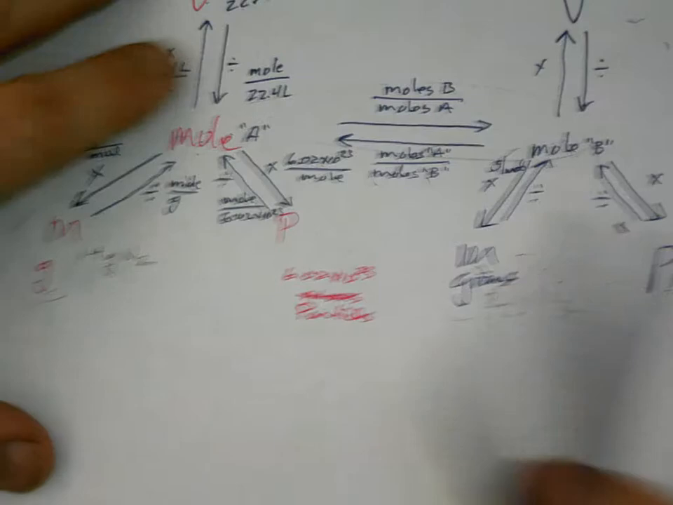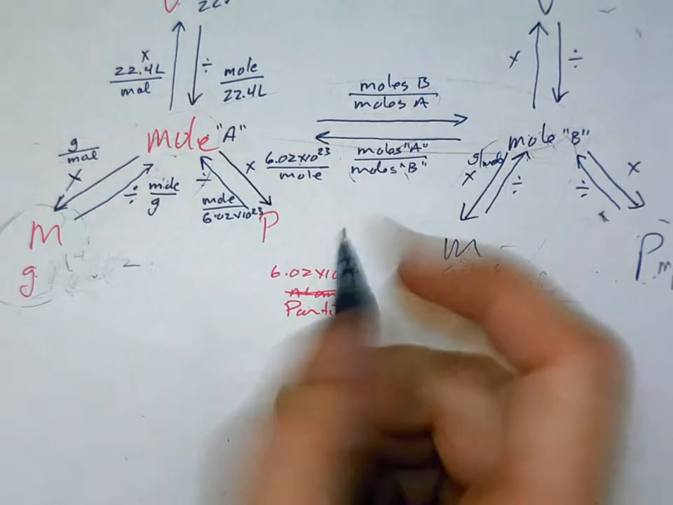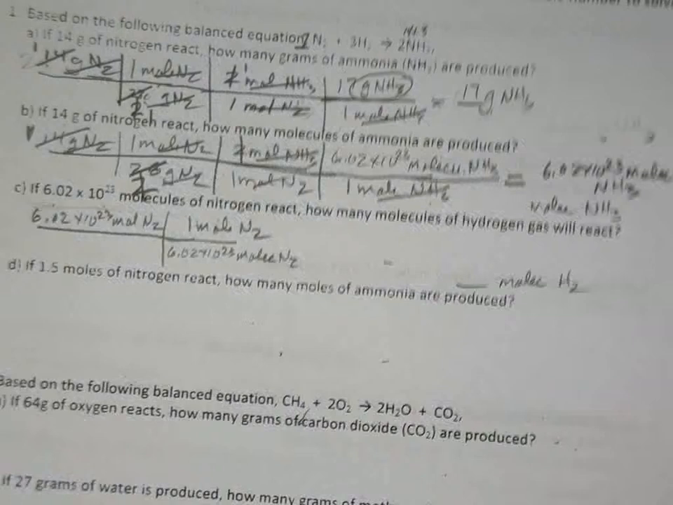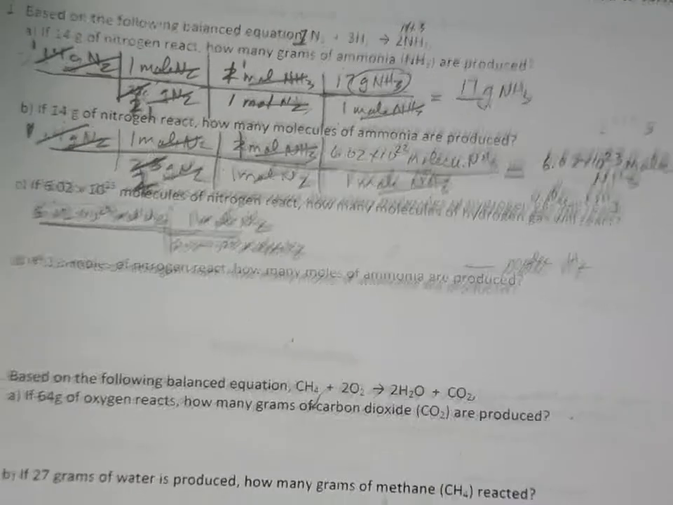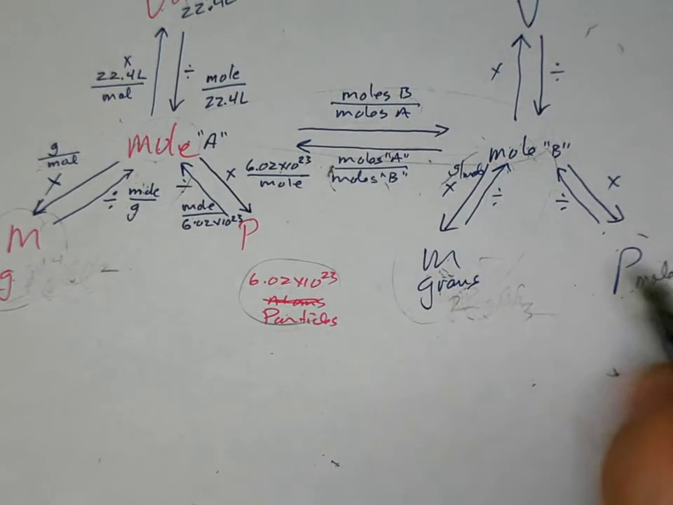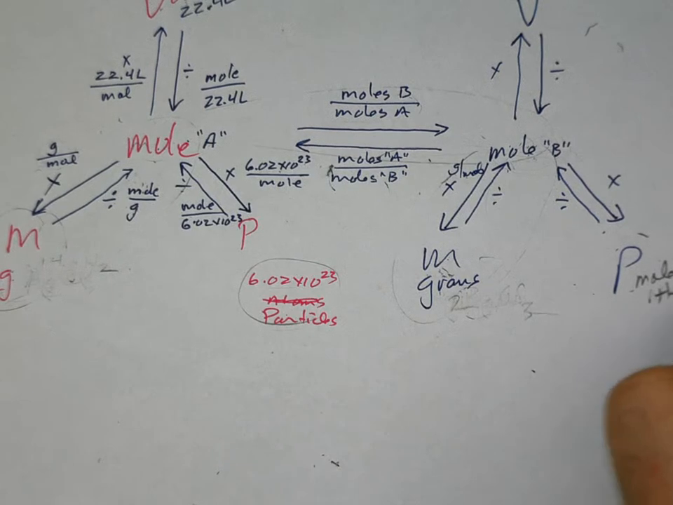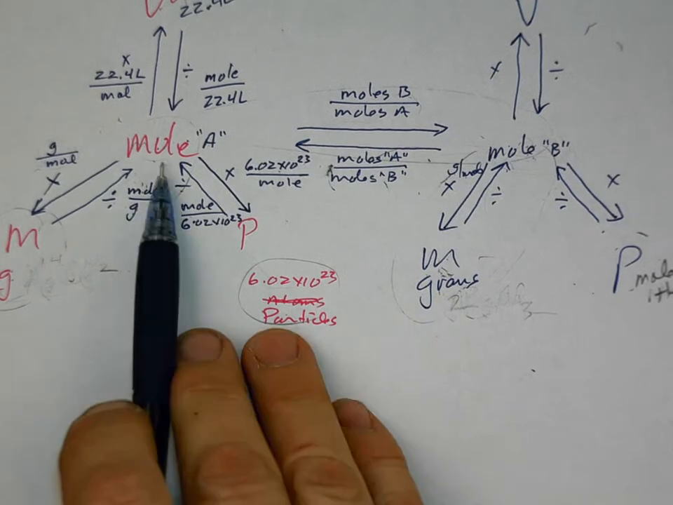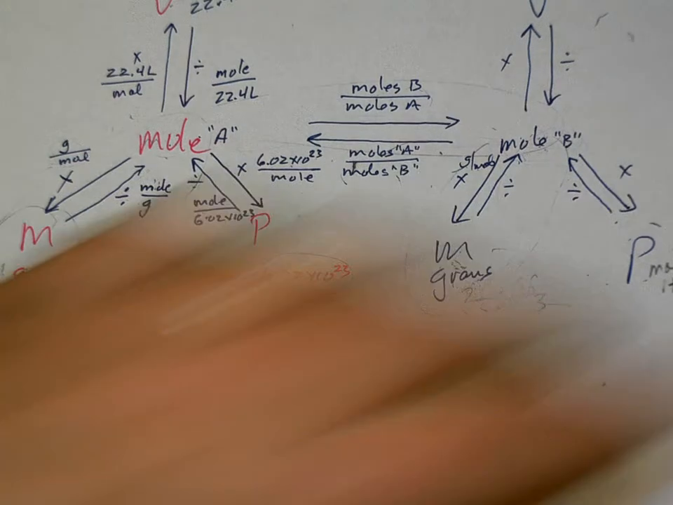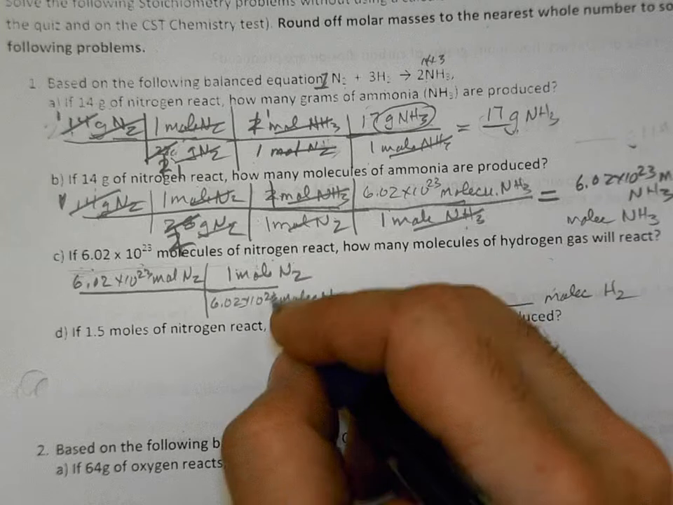So on our roadmap, here's where we're at. We're at this part right here, and we're looking for molecules of hydrogen gas. So we want to end up over here with molecules of H2. We're going to be going up here to moles, mole conversion, and then down over to here. We've already done this first step. We've converted to moles. Now we set up the molar ratio.